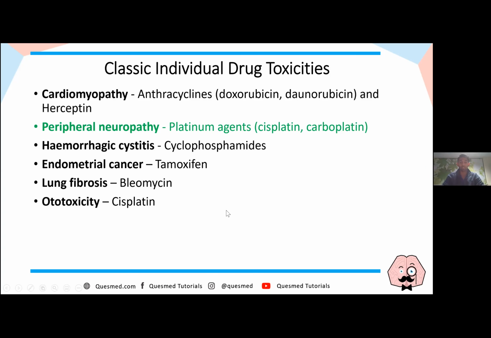Another one, hemorrhagic cystitis, very classically associated with cyclophosphamide. Cyclophosphamide, when it's metabolized, results in a metabolite which is irritant to the bladder lining, and that causes damage and therefore the hematuria.